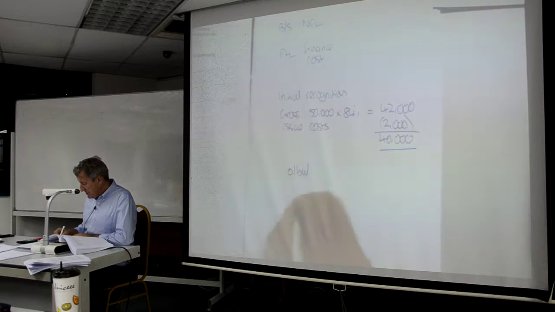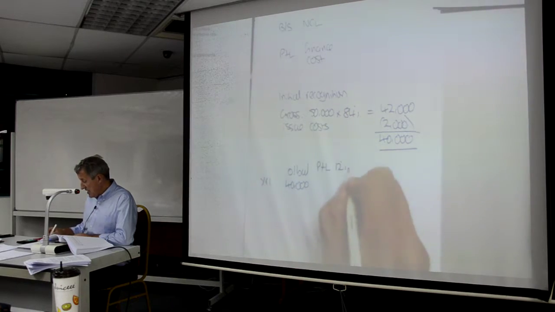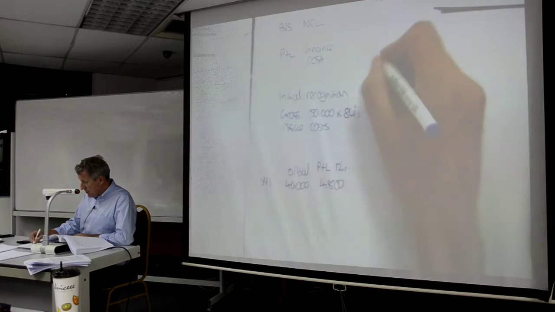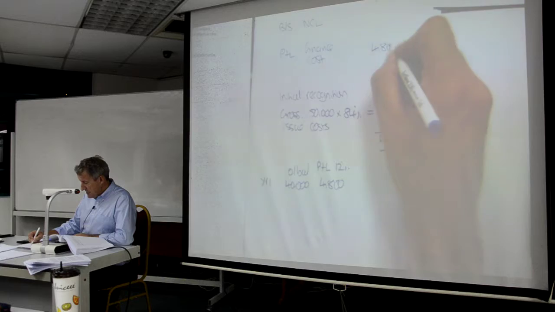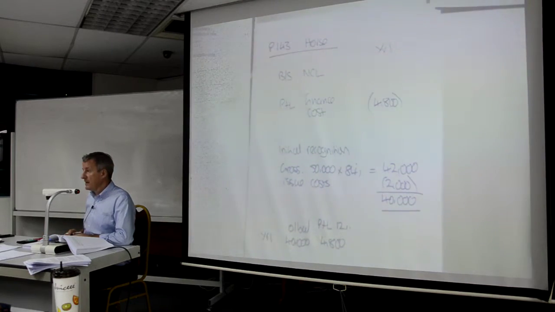Opening balance, 40,000. What happens to my liability is that there will be a finance cost, and the finance cost is 12%. 12% of that is 4,800. Hey presto, I have done one of my figures.